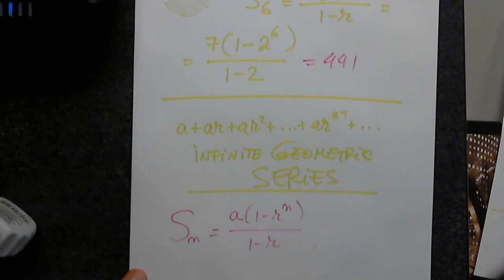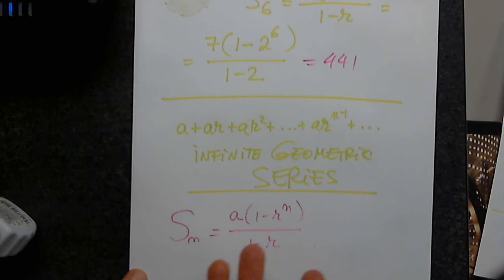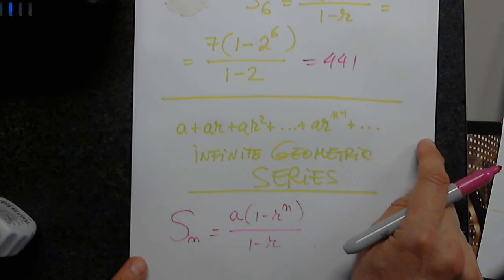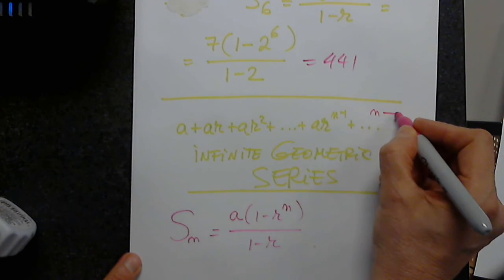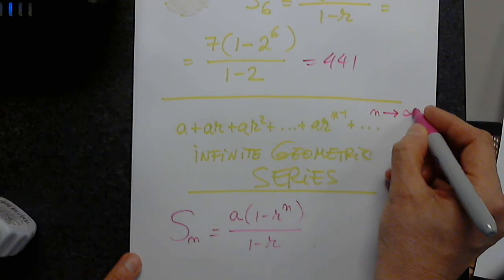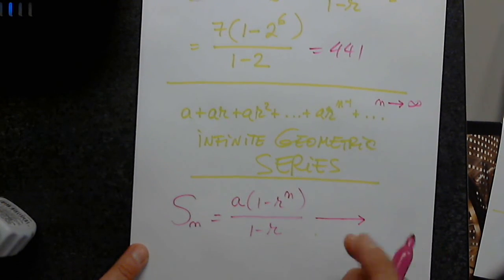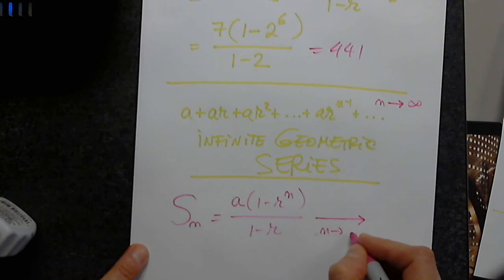Obviously, in this relationship, but this is not the infinite geometric series. This is the partial sum, right? The nth partial sum for a finite geometric sequence. Now, because of these dots, what do you think happens here? N goes to infinity. So now the question is, what will this approach when n goes to infinity?